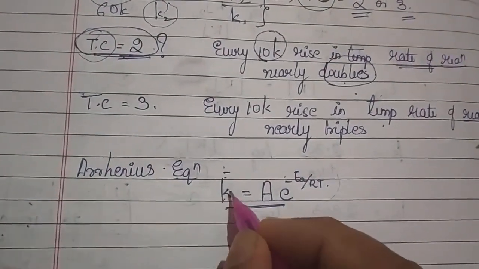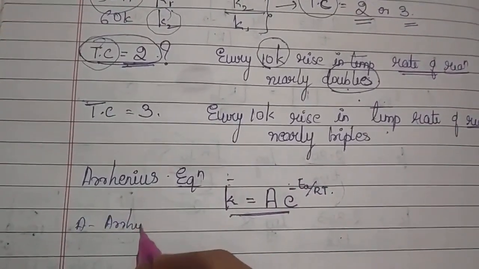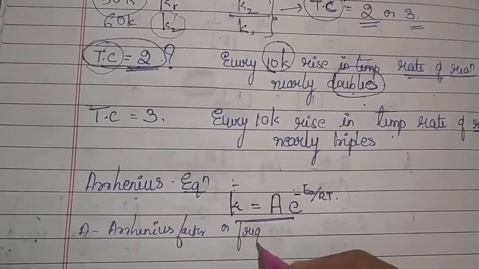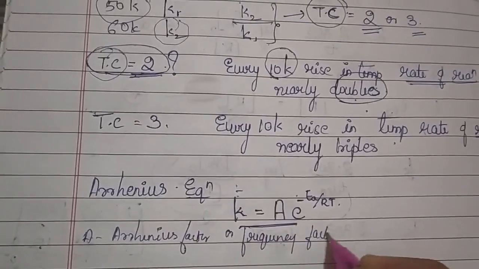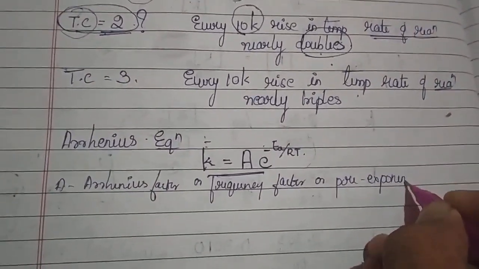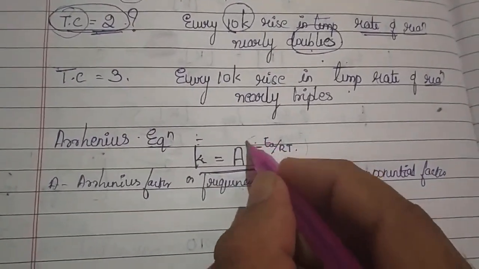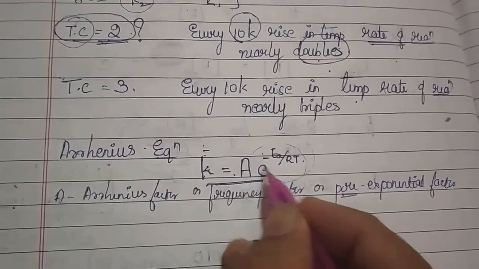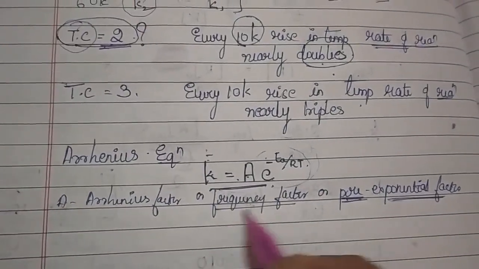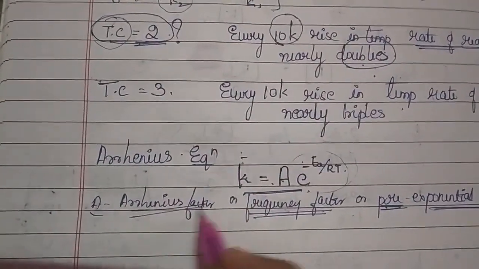As you know, k is your rate constant, whereas A is your Arrhenius factor, or it is also called your frequency factor, or pre-exponential factor. This is your exponential factor, and the pre-exponential factor comes before it. So it is called the pre-exponential factor or frequency factor, which will be learned in detail afterwards. It is also called your Arrhenius factor.